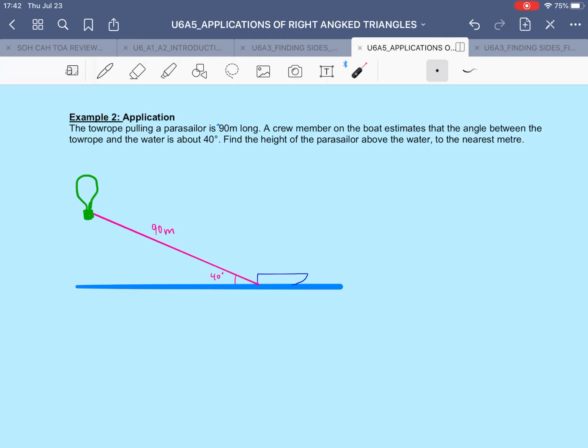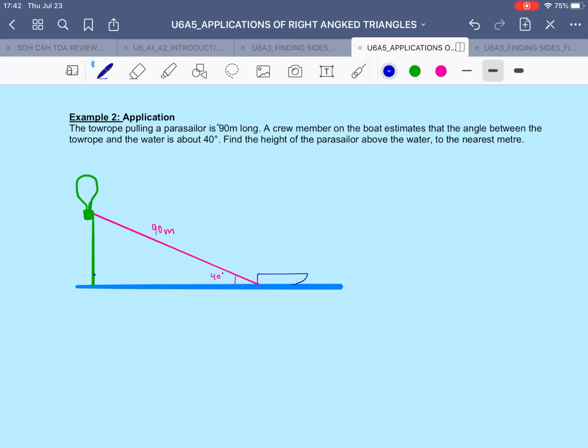So here we have another example. The tow rope is pulling a parasailer and the tow rope is 90 meters long. A crew member is on the boat and estimates that the angle between the tow rope and the water is 40 degrees. And we have to find the height of the parasailer above the water. Okay, so in other words, we need to find this length right here.